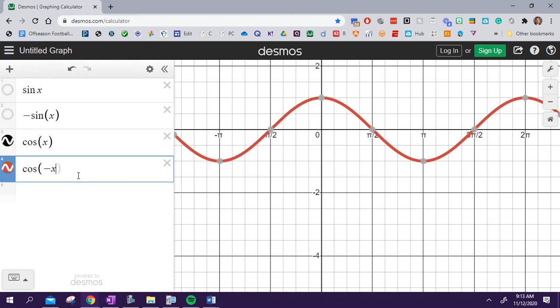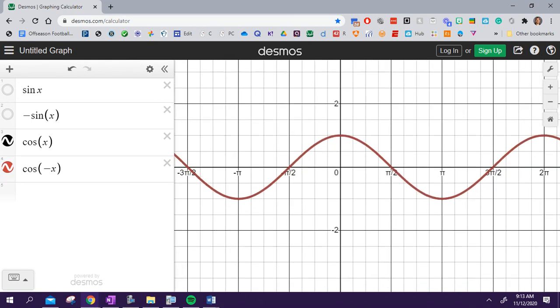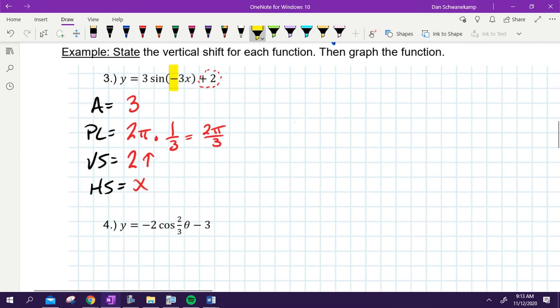What type of graph is a cosine graph? Is it even or odd? It's even, because remember that means you can fold it over the y-axis. It'd be an even graph. That's why the negative sign doesn't matter. All right, let's put it on here.